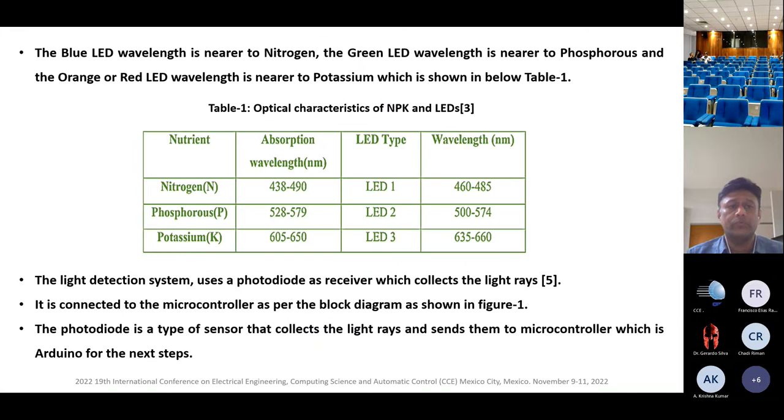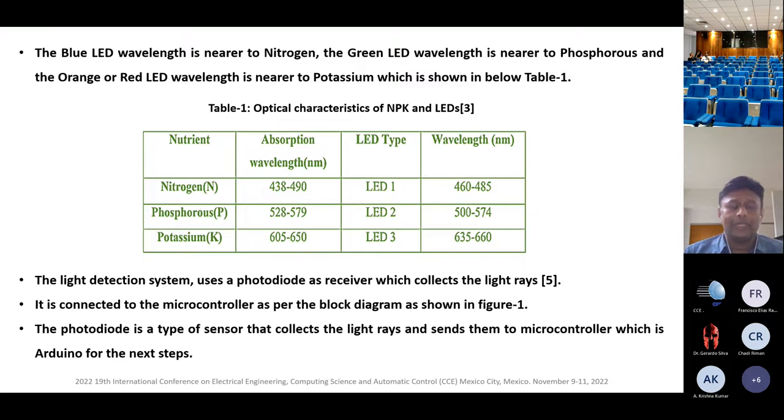If you see the optical characteristics of NPK and LEDs, the absorption wavelengths and the wavelengths of these LEDs are shown in Table 1. The absorption wavelengths of nitrogen, phosphorus, and potassium are very near to the wavelengths of the LEDs. So that's why we have selected these three LEDs.